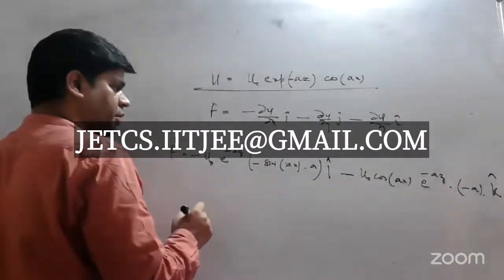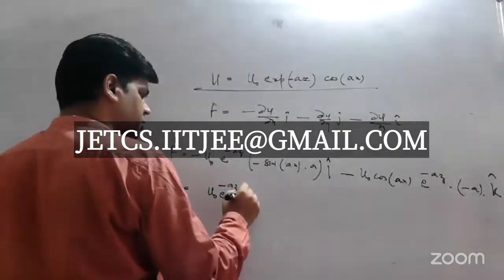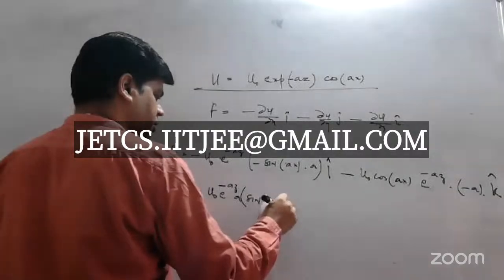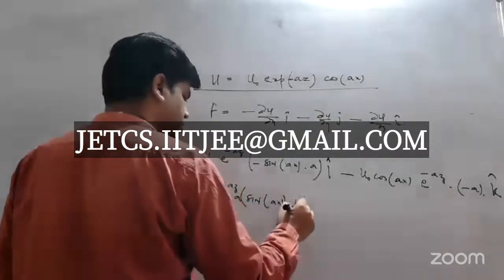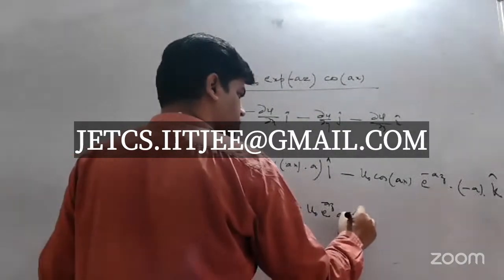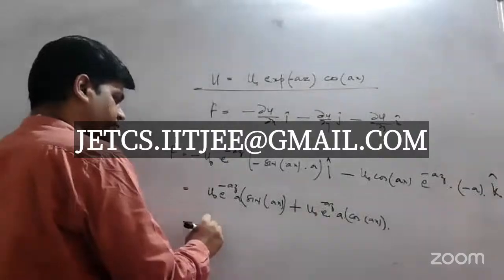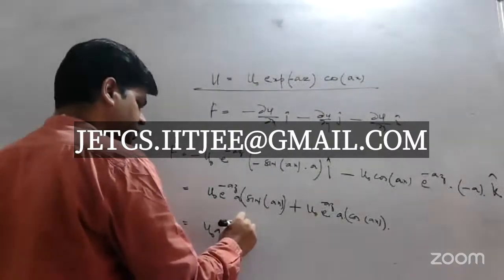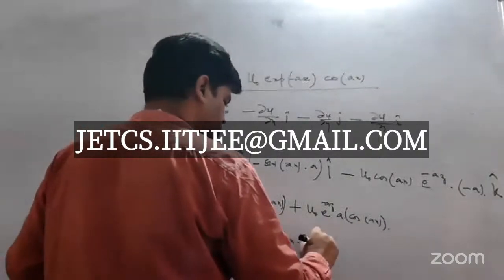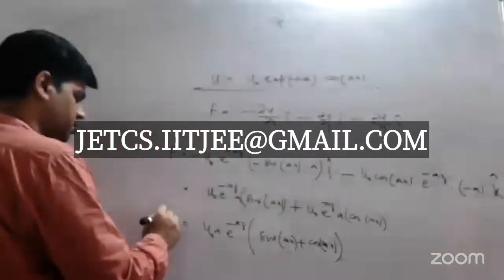Thank you. So now I've got U naught e power minus az times a sin ax plus U naught e power minus az times a cos ax. So I'll have U naught a e power minus az times (sin ax plus cos ax) as my force function.